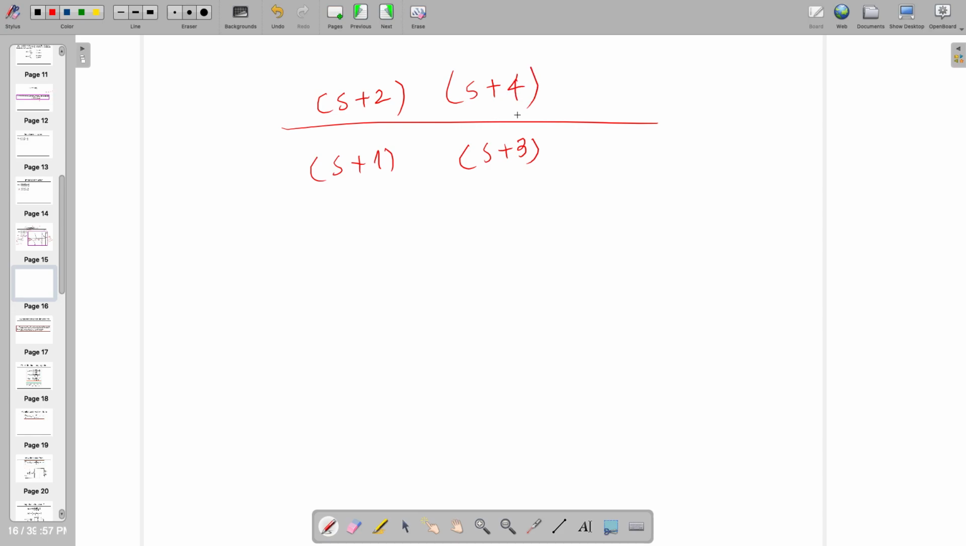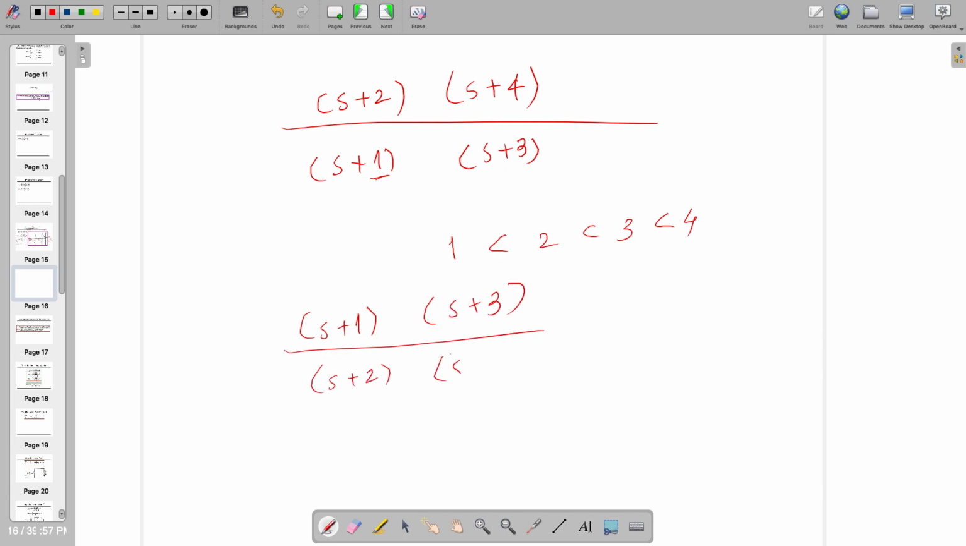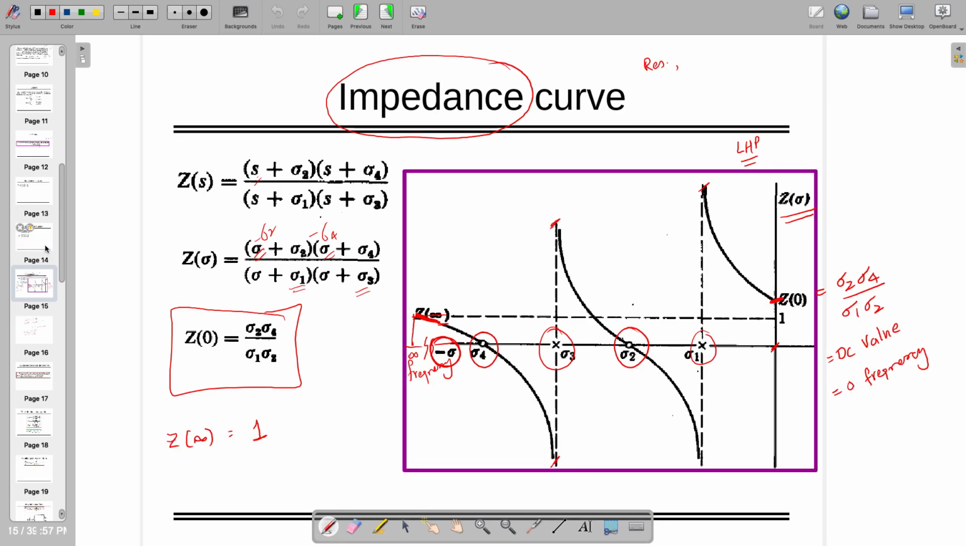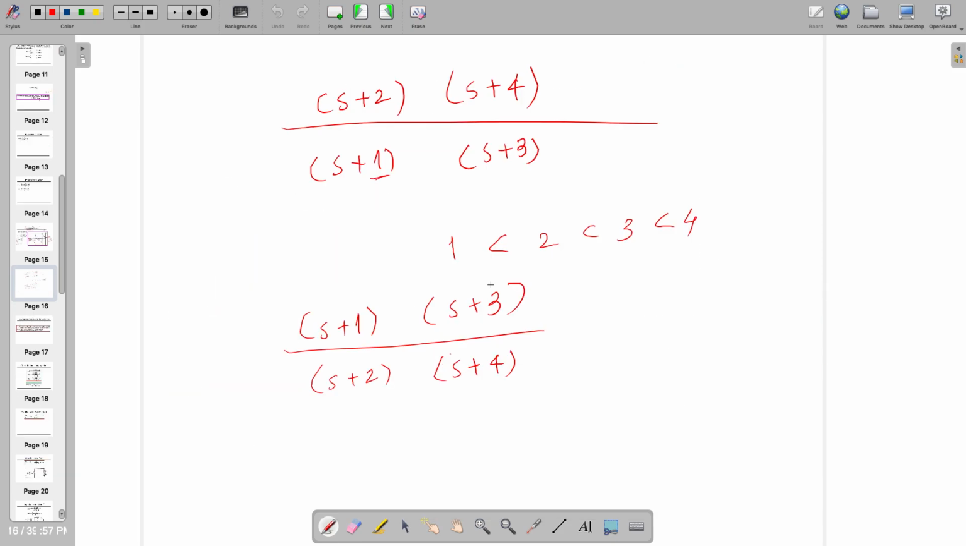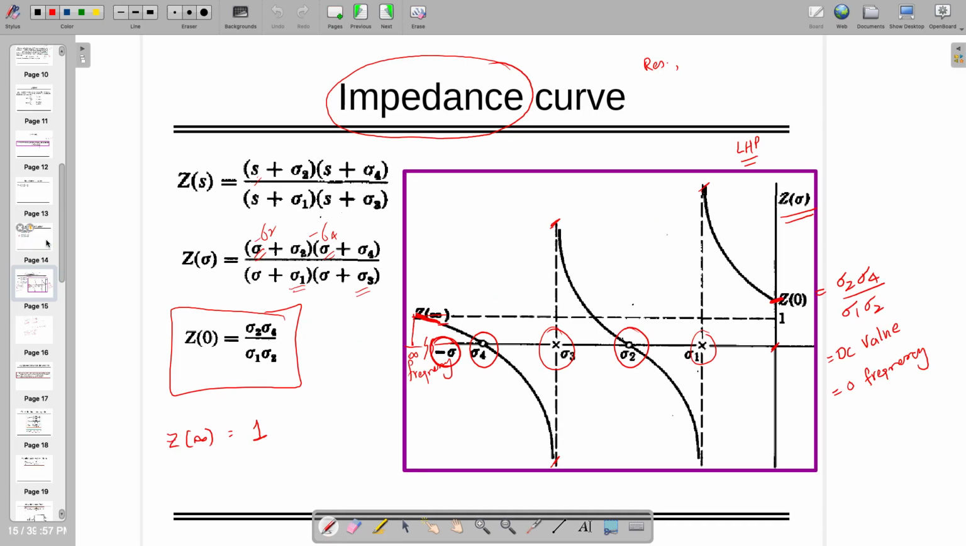This is one case. 1 is lower than 2 and 3 and 4. But instead of this, if I do this one, still it's alternate, but it cannot be realized using an RC circuit. It will not be realized using RC. By looking at it mathematically, you can say that. It's not written anywhere. That's the thing. It's a condition for an RC impedance circuit.